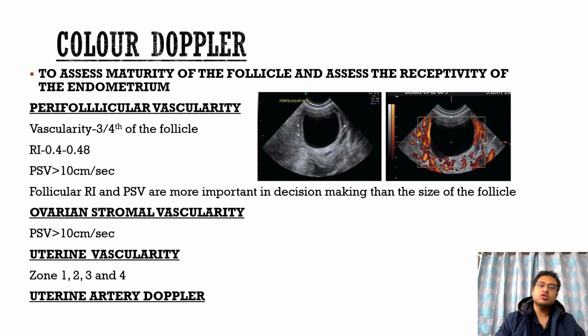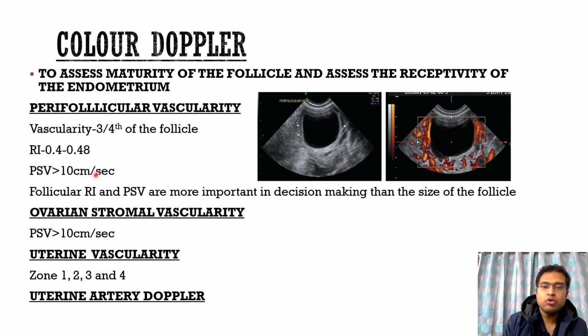So coming to the uses of color Doppler, which I have been talking about since the beginning. Color Doppler is actually used to assess the maturity of the follicle and to assess the receptivity of the endometrium. Both things, color Doppler is very important to assess the maturity of the follicle and the receptivity of the endometrium.